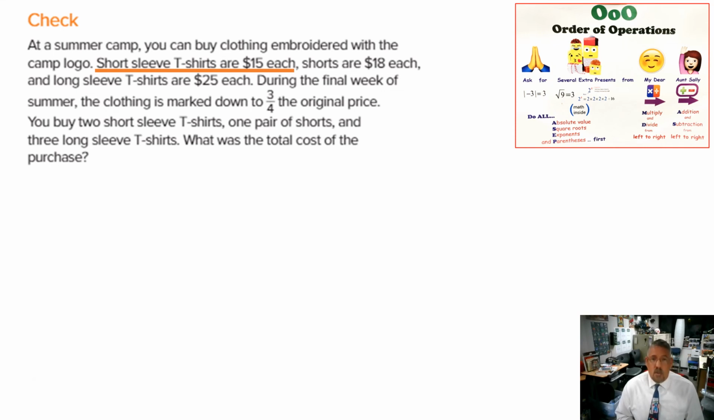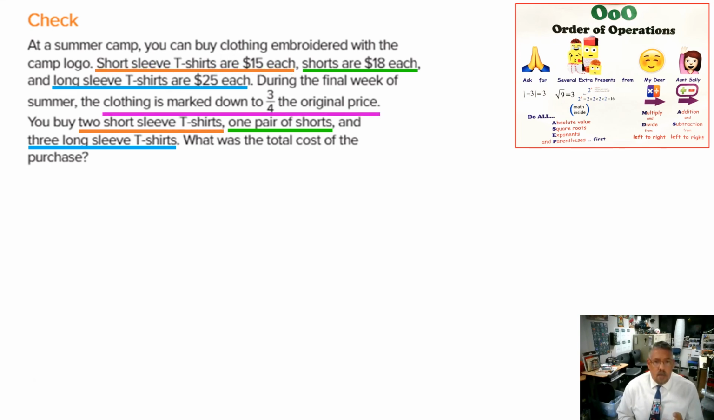You buy 2 short sleeve t-shirts, 1 pair of shorts, and 3 long sleeve t-shirts. What was the total cost of the purchase? So short sleeve was $15 each, and I'm buying 2 of those. All right, shorts are $18 each, and I'm buying 1 of those. And the long sleeve t-shirts are $25 each, and I'm buying 3 of those.